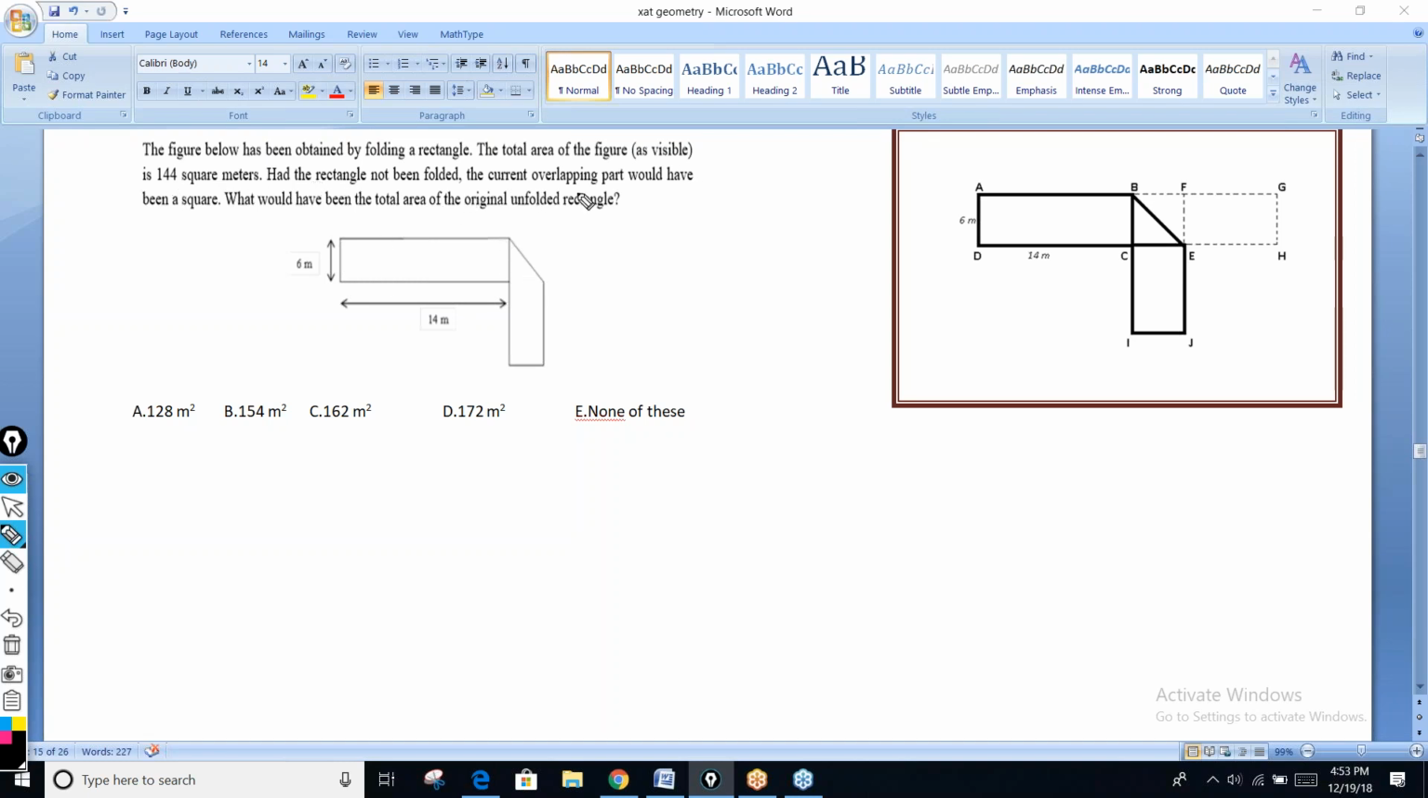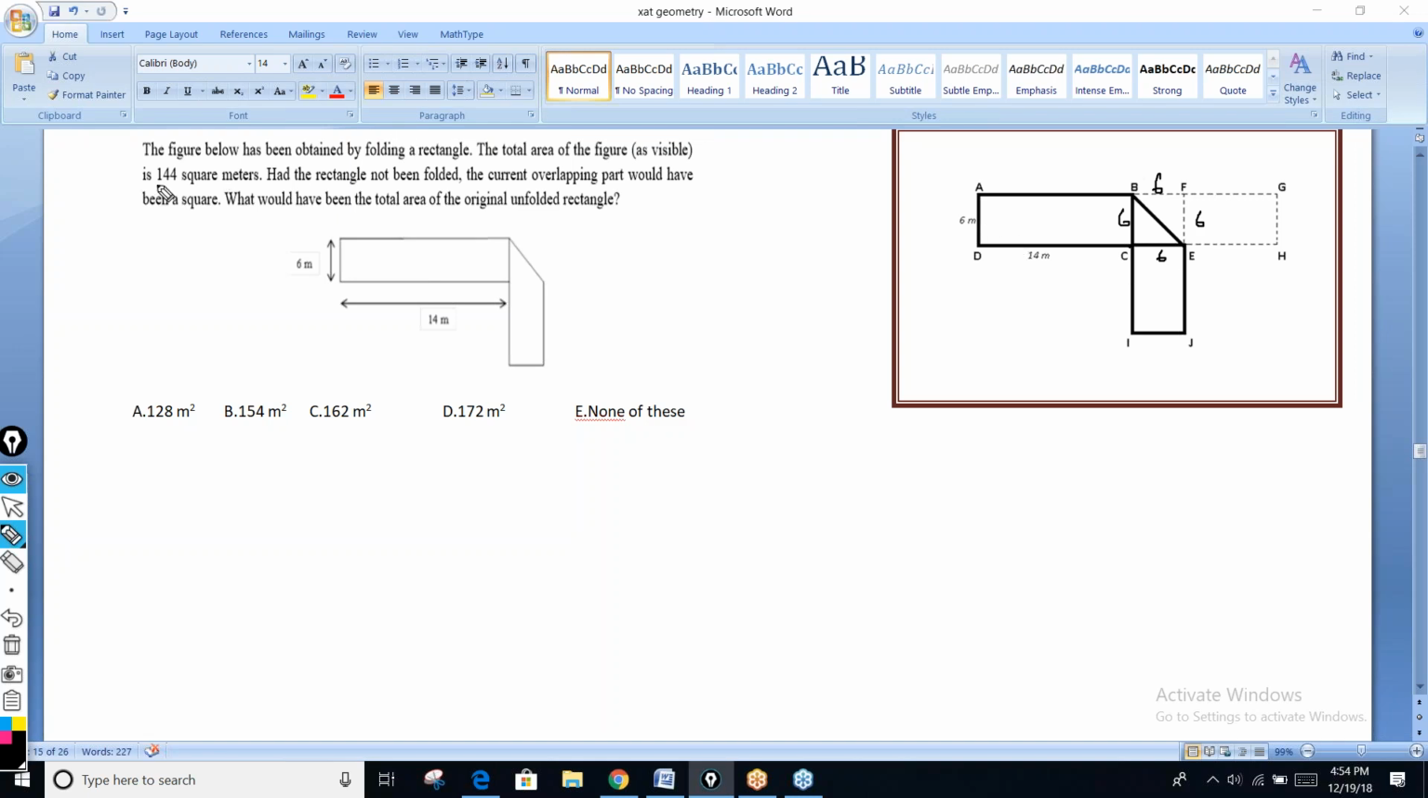Had the rectangle not been folded, the current overlapping part would have been a square. So check it here. If this had not been folded, this overlapping part would have been a square like this. What would have been the total area of the original unfolded rectangle? We need to find out the area of AGHD basically. That is given 6, that is given 14 till here. If this is 6, this is also 6, this is also 6. There is a square, so this is also 6, this is also 6.